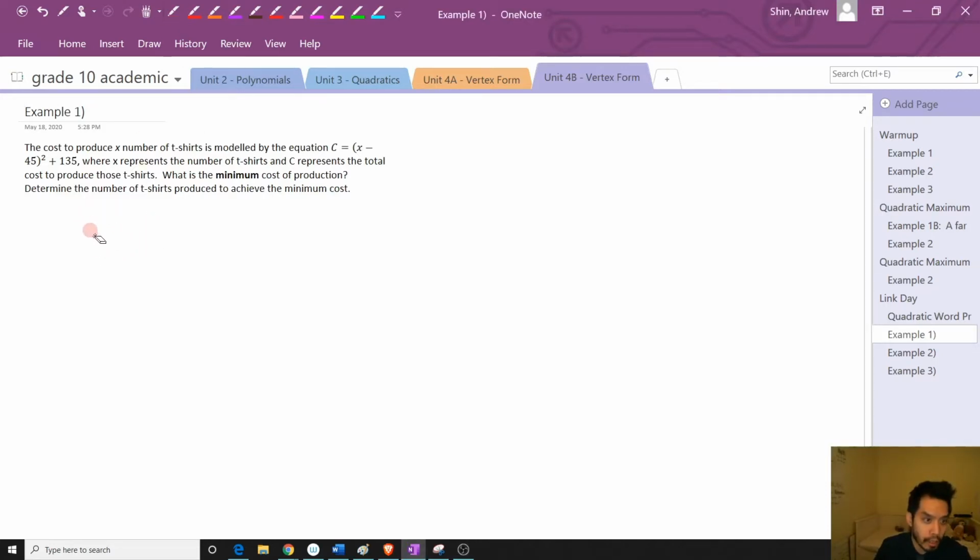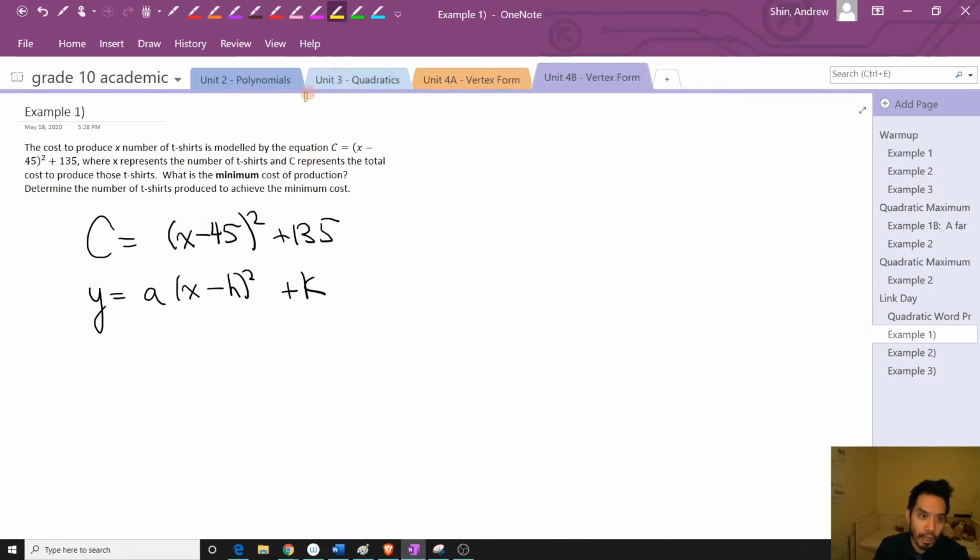So, first thing I'm going to do is rewrite this equation: C equals (x minus 45) all squared plus 135. I'll notice that this is a quadratic because of this binomial squared, and I know it's a quadratic in vertex form. So I'm going to write out the general form for vertex form here, which is y equals (x minus h) all squared plus k. And I remember that from vertex form, you can extract the vertex very easily. The vertex is (h, k). This is the general format for it.